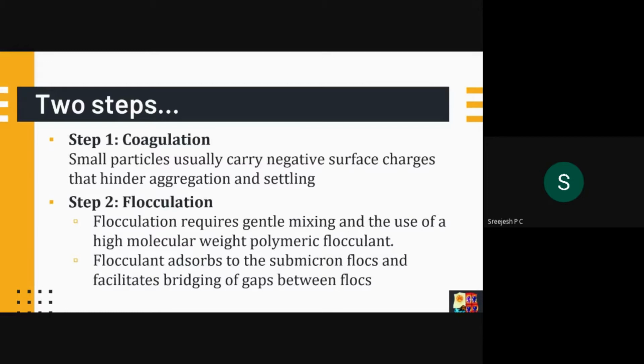So two ways are there to enhance the process of flocculation. One is gentle mixing. The second is incorporation of compounds called flocculants. Usually they are polymeric flocculants. So when you add the polymeric flocculant and give a gentle mixing, there will be bridging between the small flocs that are formed. And that bridging will make them a larger agglomeration.